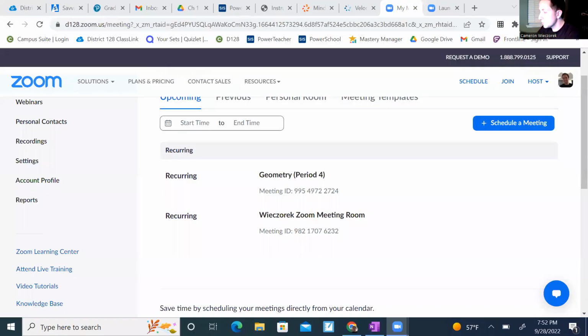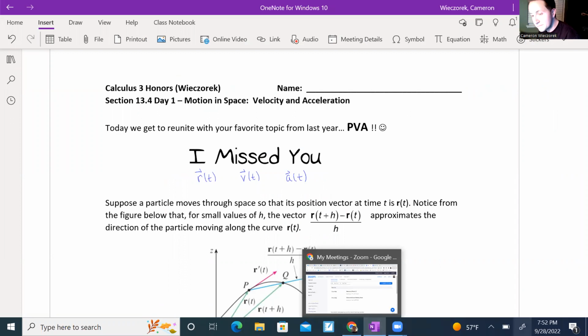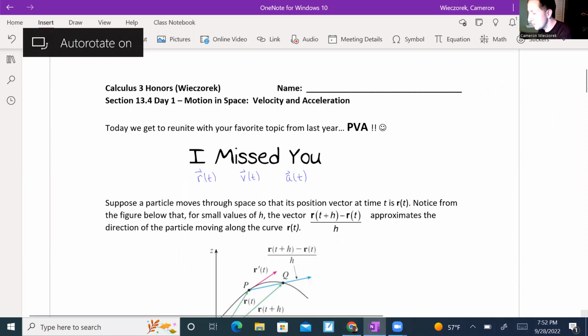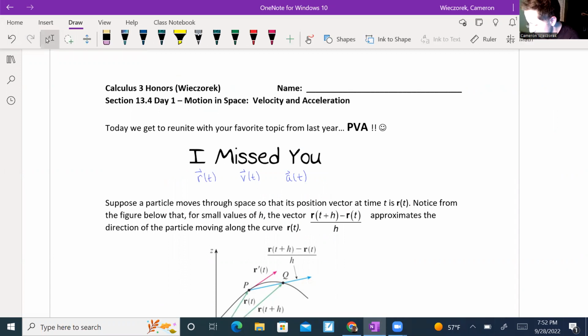All right, so we are looking at position, velocity, and acceleration. Let me pull up my handout here. One of your best friends from Calc 1 and Calc 2 last year, right? You missed them. All right, let's see what we got. Smiley face, make sure the pen is working. There we go.